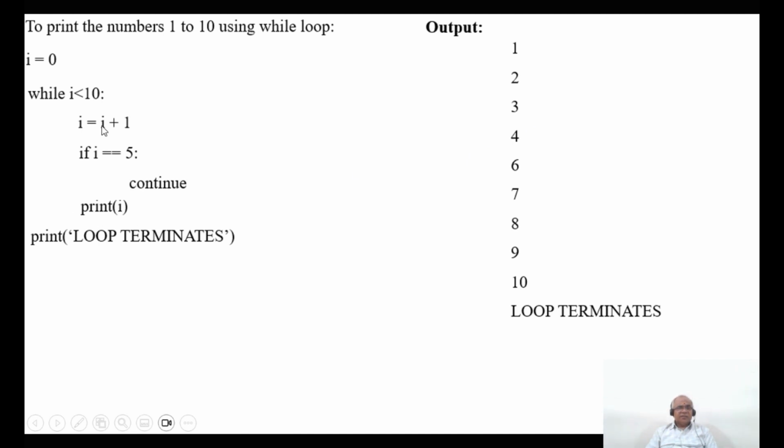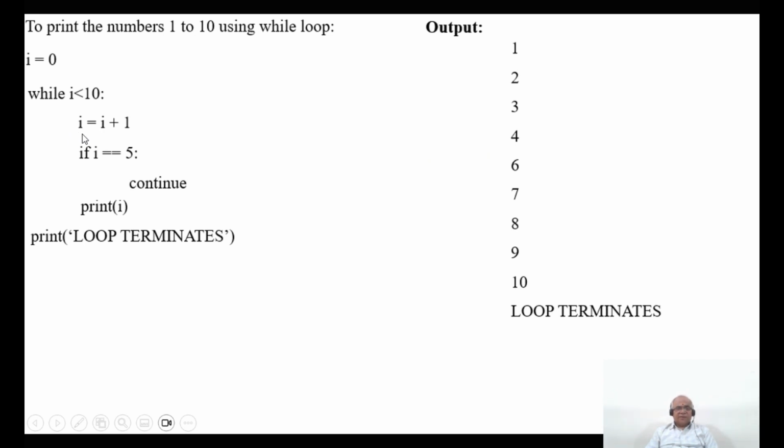Again it goes back. Is 3 less than 10? Condition is true. Then it comes to this. I will be 4. 3 plus 1, it becomes 4. Is 4 equal to 5? No. Print 4. You got this. Again it goes back.